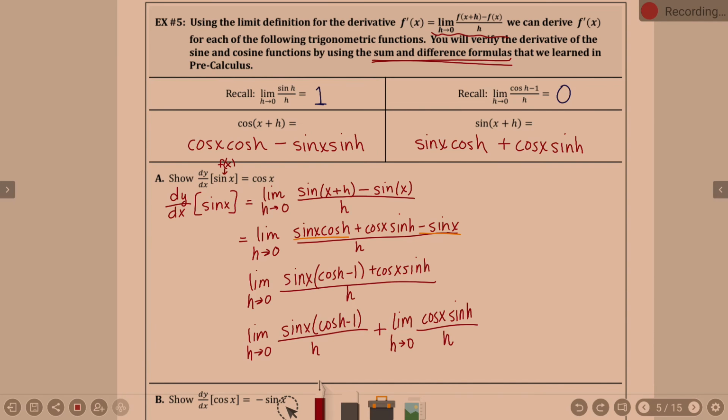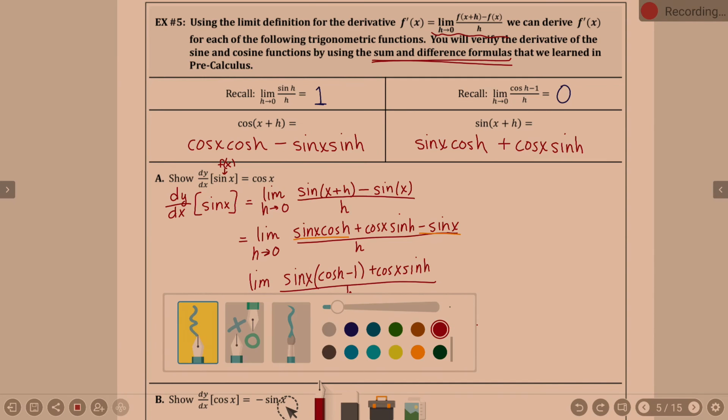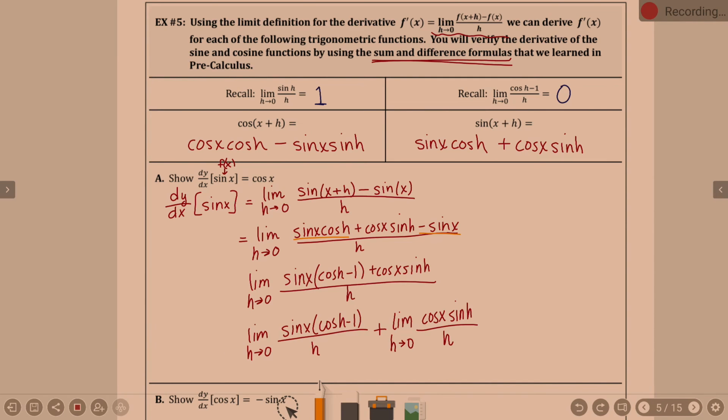Now, do you see it? Cosine h minus 1 over h. And over here, sine h over h. That's the magic that we designed to happen here. And I called it magic, right? What other way to describe it than that?